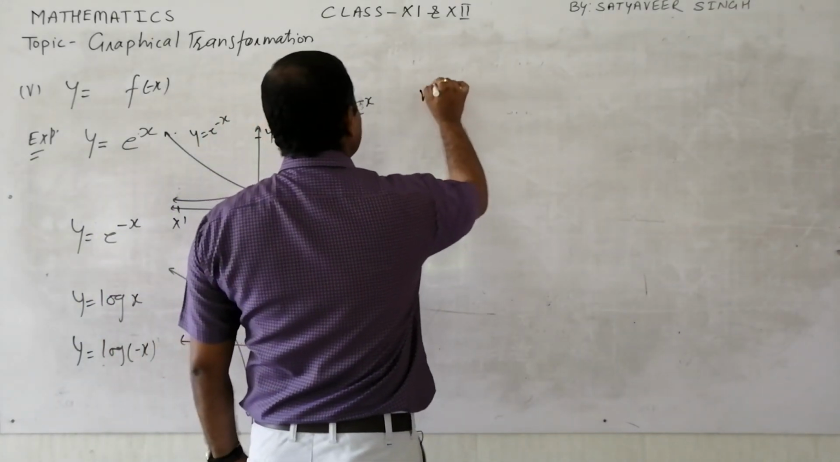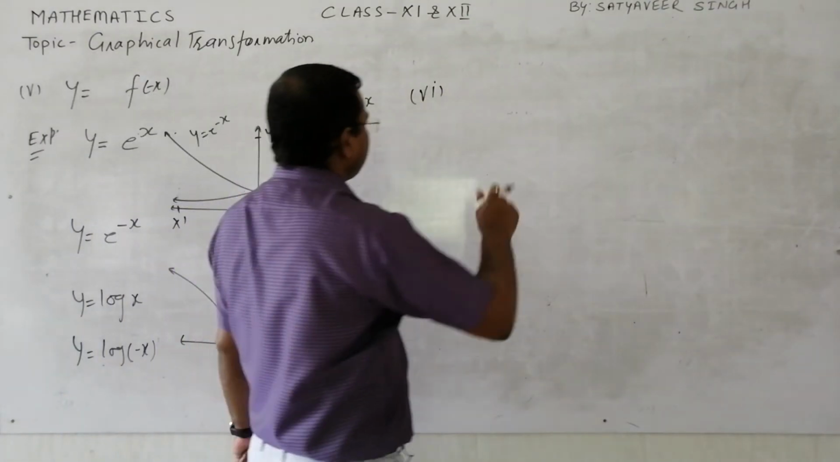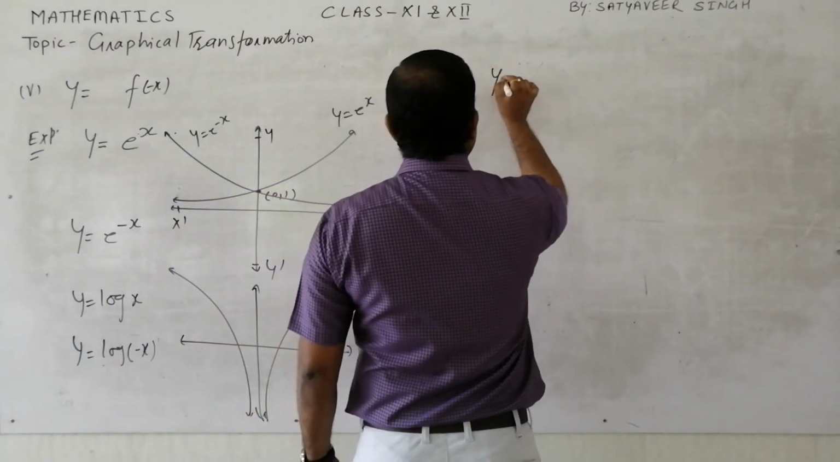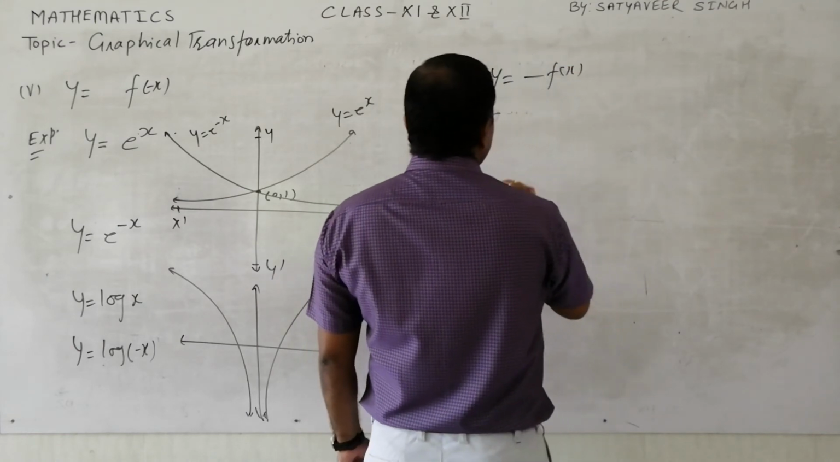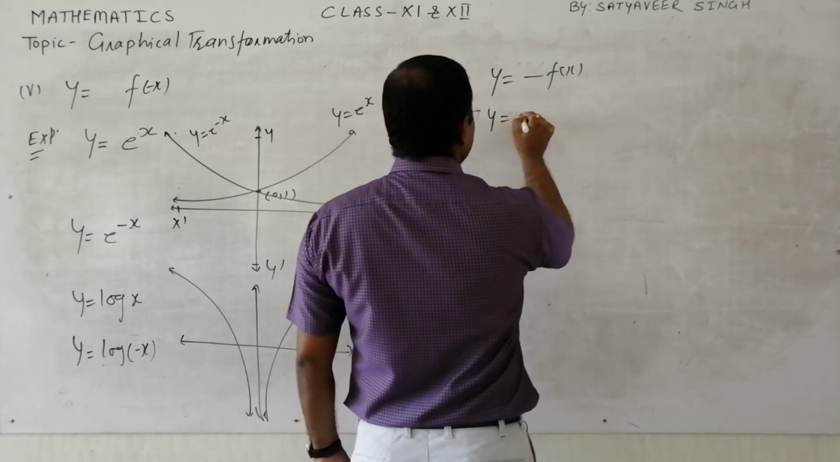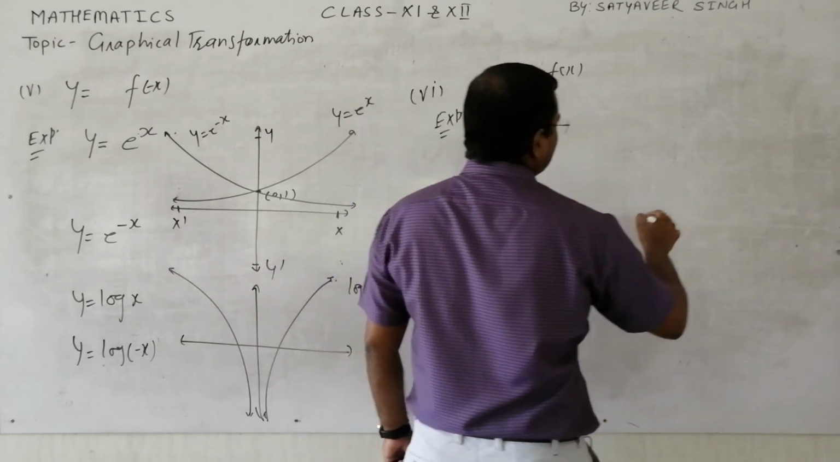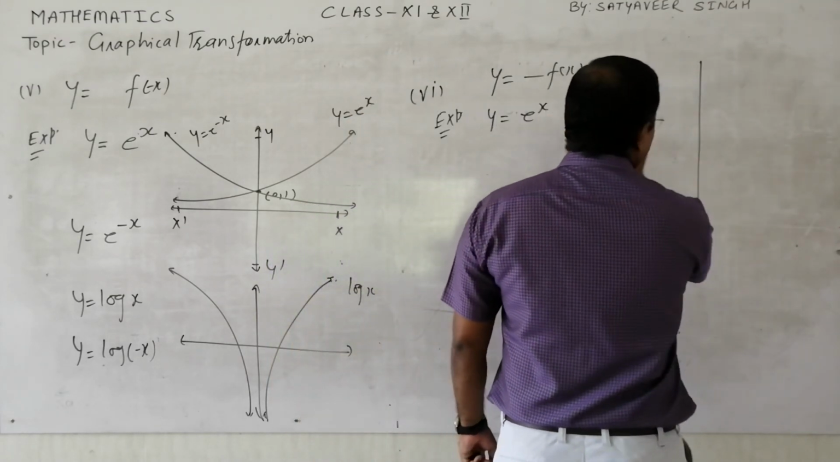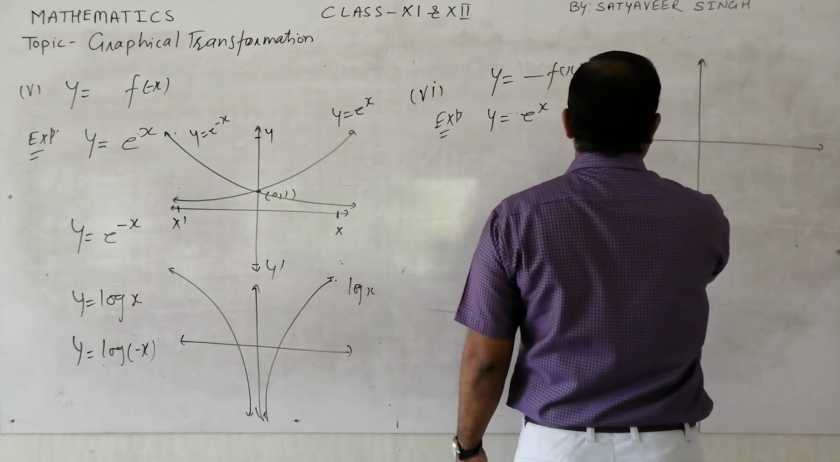Here I am taking one more function. This transformation is also possible if y is equal to minus f of x. Or I am taking the example of e raised to x. Suppose y is equal to e raised to x, a function I have taken. You know that this function graph, here it is, I have just drawn.